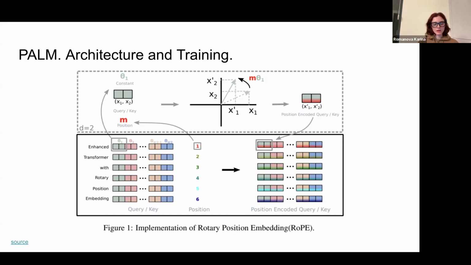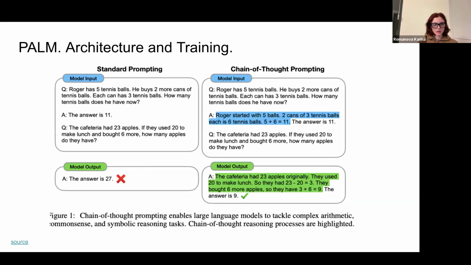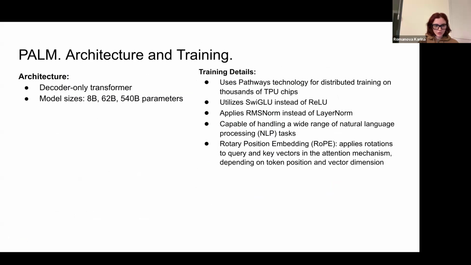And this is practically useful in tasks that require longer context, as it allows PaLM to handle extended sequences without losing positional information. Also, PaLM's training utilized Google's Pathways technology, which allows the model to be distributed across 1,000 TPU cores. Pathways facilitates efficient resource use and parallelization, optimizing the training process for such a large-scale model.